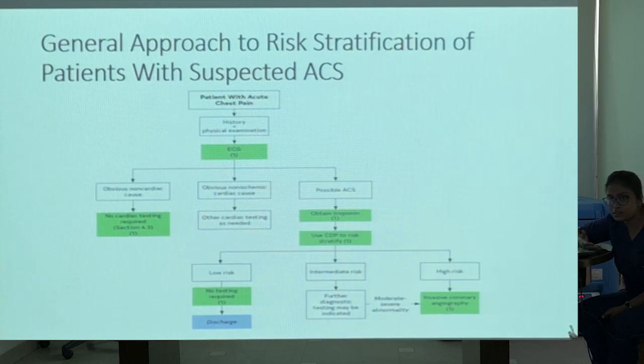Sir, in this risk stratification, can you use the Lee's revised cardiac risk index?